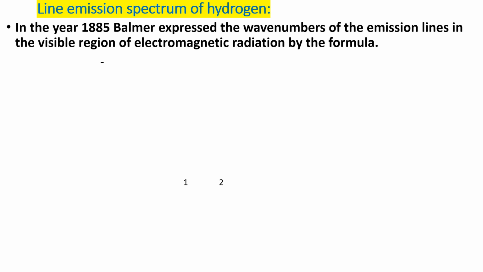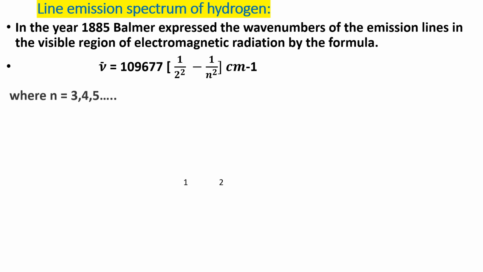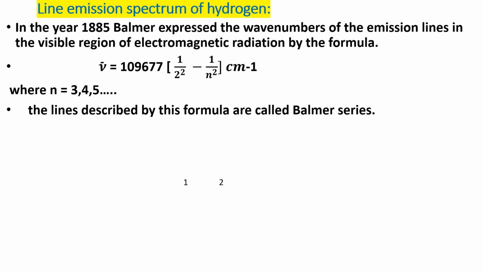In the year 1885, Balmer expressed the wave number of the emission lines in the visible region of electromagnetic radiation by the formula nu bar is equal to 109677 in bracket 1 upon 2 square minus 1 upon n square centimeter inverse, where n is equal to 3, 4, 5, 6, 7 and so on. So the lines described by the formula are called the Balmer series.